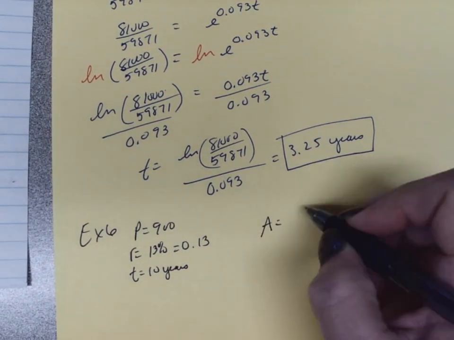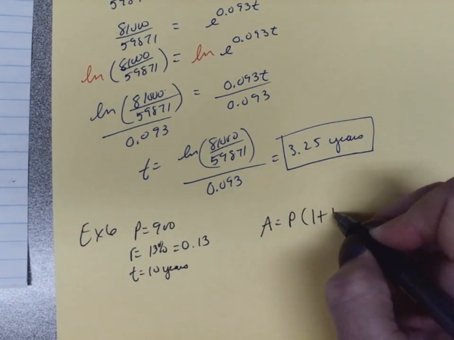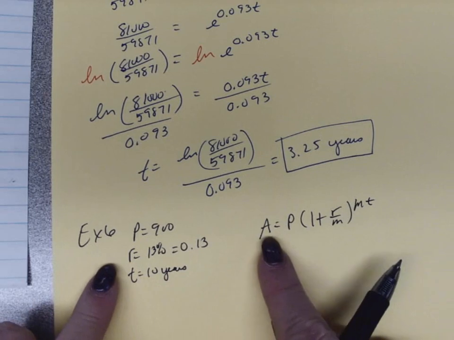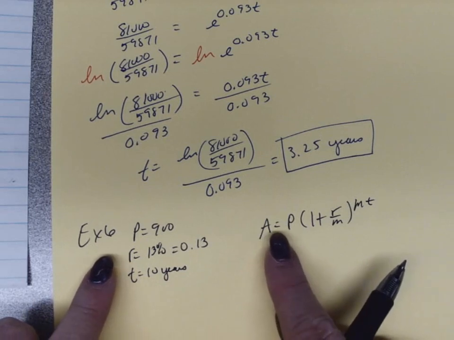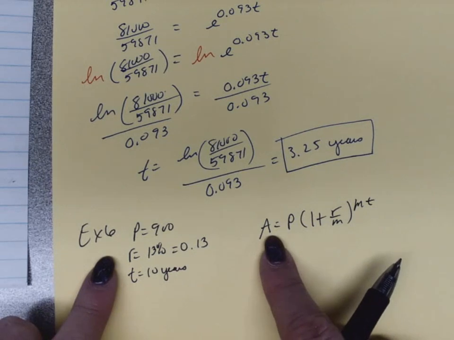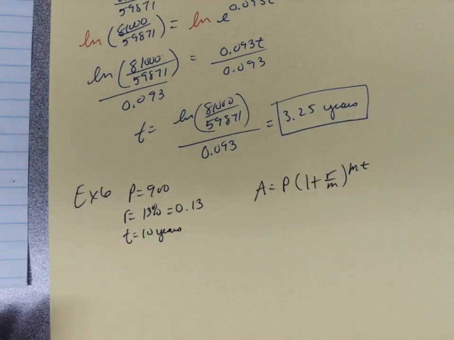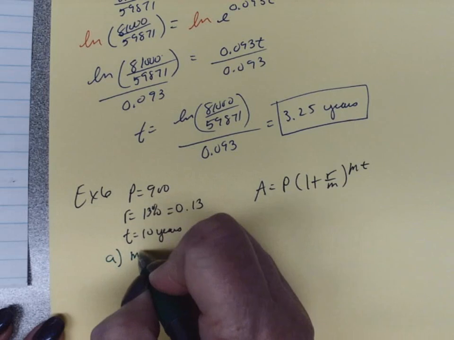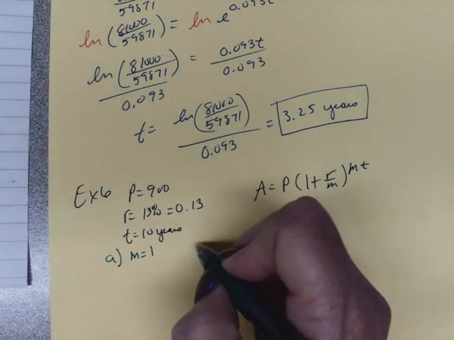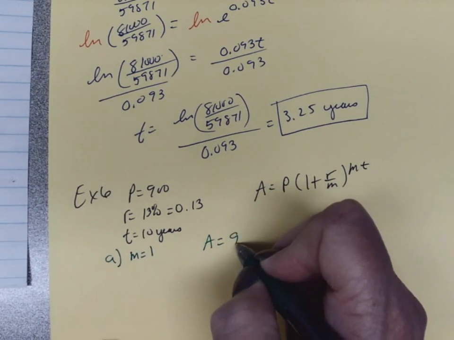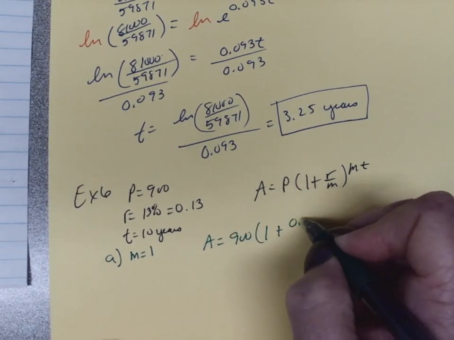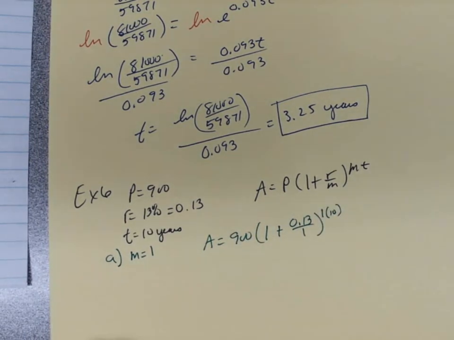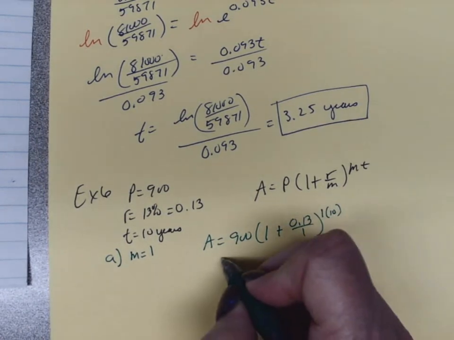All right, so here's our formula. A equals P times 1 plus R over M raised to the MT. That's the formula we're using. We're trying to find our A, how much is in the account, but the M is going to change for each one. So the first one for A, our M is equal to annually, so it's going to be 1. So we're going to have A is equal to 900 times 1 plus 0.13 divided by 1 raised to the 1 times 10.